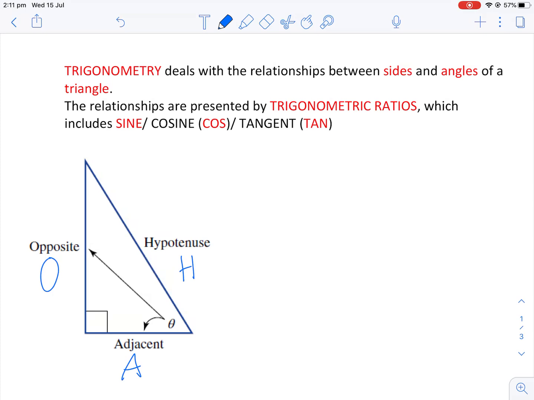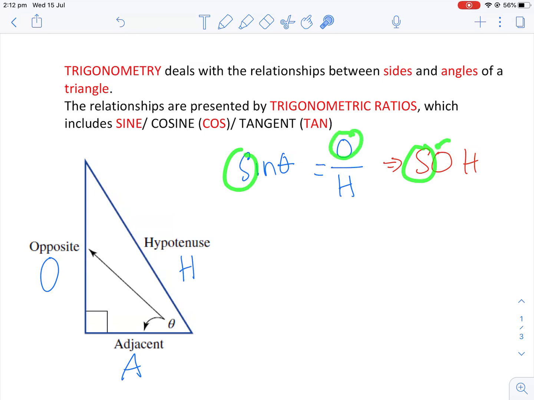And how to find the trigonometric ratio from O, H, and A. So the first one is sine. Sine of the angle that you are working with, which is theta, equals the opposite divided by hypotenuse. And the abbreviation for this one is SO. So S is for sine, O is for opposite, and H is for hypotenuse. So when I write SO, you're going to read it as sine of an angle equals opposite divided by hypotenuse.